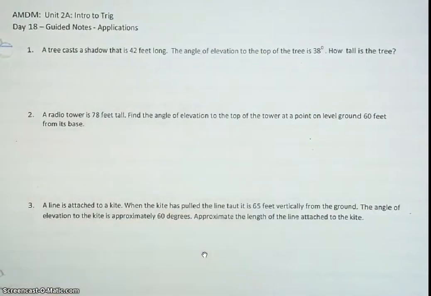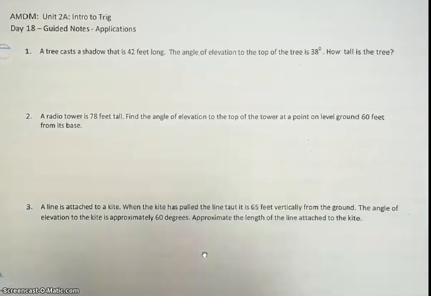I'm going to show you the first three problems on these guided notes, and these are applications of SOHCAHTOA. Now, instead of just giving you the picture, you're going to have to draw the picture, and then you'll solve it. So these will be just like the ones that you were doing on the back of the worksheet that we worked in class today. So let's get going here.